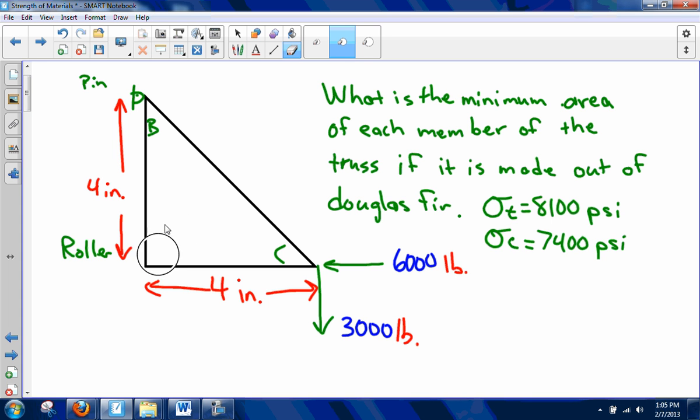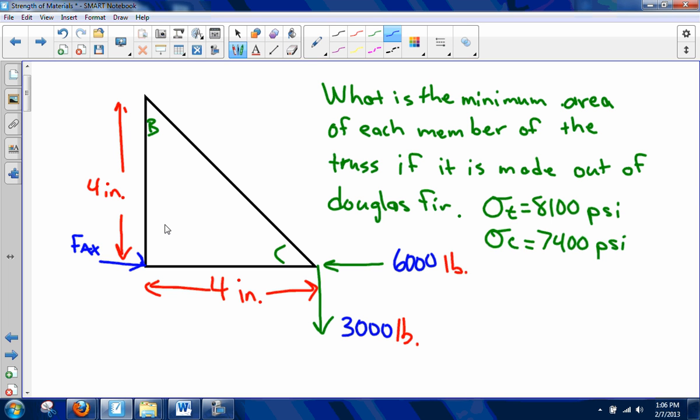So there's a roller at A. I need to replace it with its force at A. And since it's in the x direction, I'm going to call it FAX. There's a pin at B. I'm going to replace it with the force. So I've got FBX, but I also have FBY.